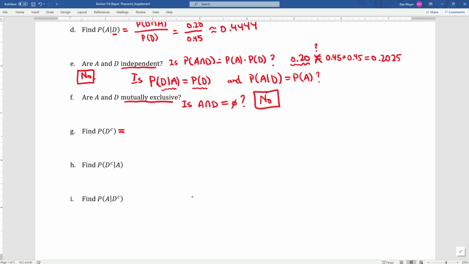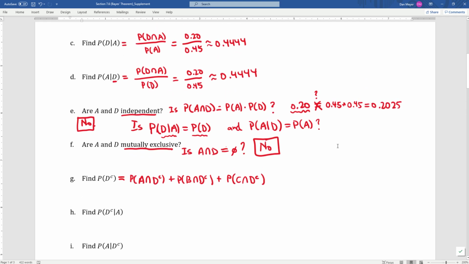There's a couple ways that we could handle this. We could do the probability that D complement happens with A plus the probability that D complement happens with B plus the probability that D complement happens with C. That's because we have a partition. A, B, and C are a partition. That's why we're able to do this. Since A, B, and C are mutually exclusive, all these intersections are also mutually exclusive, and they form a partition of D complement.